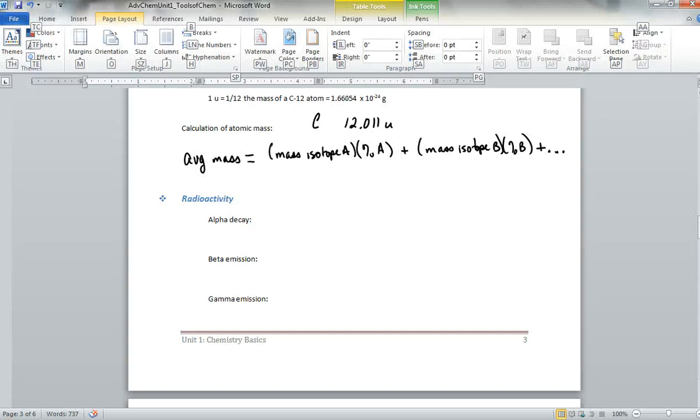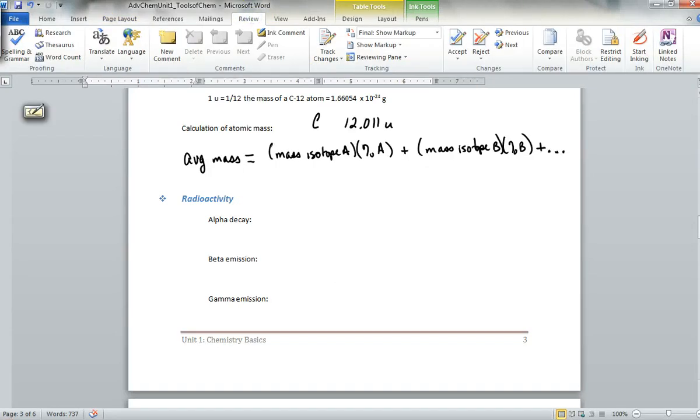Whenever we have an unstable nucleus, that nucleus is going to undergo a process by which it breaks up into something more stable. We're only going to look at 3 processes by which it breaks up into something more stable. There are other methods, but we're only going to look at alpha decay, beta emission, and gamma emission. So what is going on here?